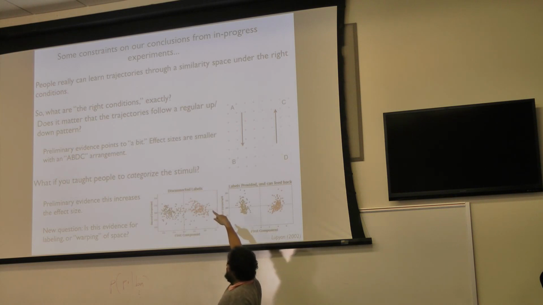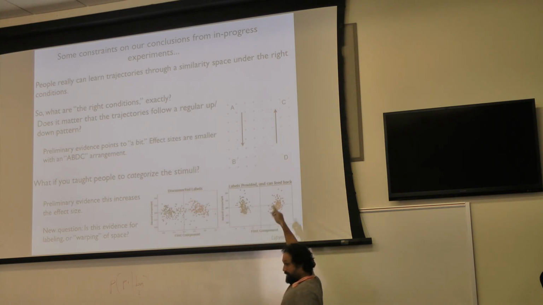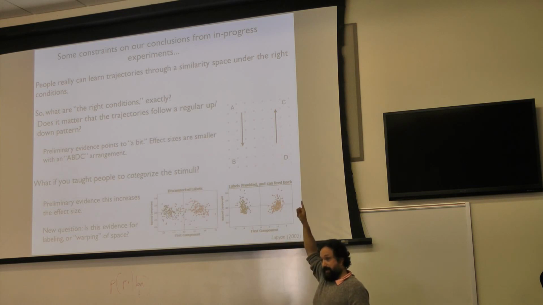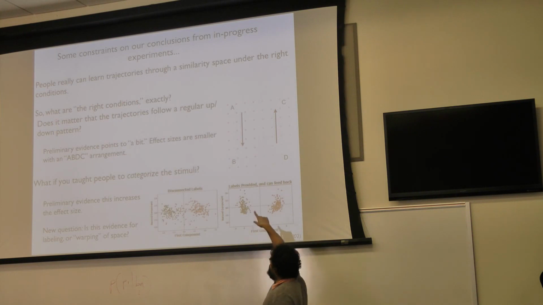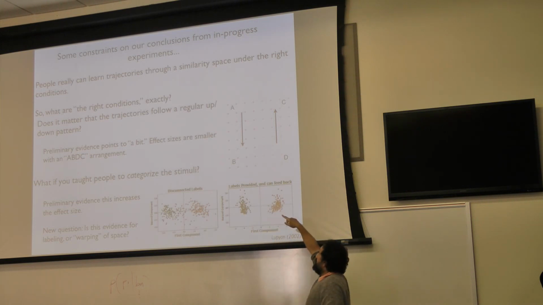Does it matter, for example, that in these experiments everything is going up, down, up, down? You get A, you get B, you get C, you get D, you get A, you get B. So you're always going up and down. We can test that by making the trajectories A, B, D, C. If you're up in the left-hand corner, you can come down. If you're up in the right-hand corner, it's ambiguous where you're going to go, because that's the end of a word. If you're down in the right-hand corner, you have to go back up.